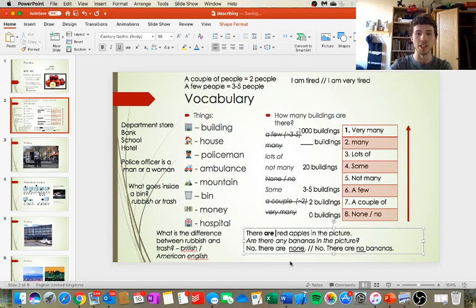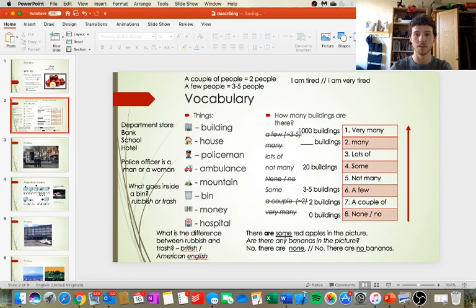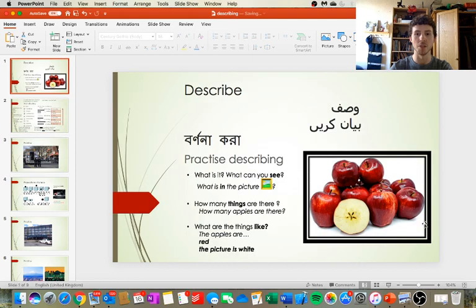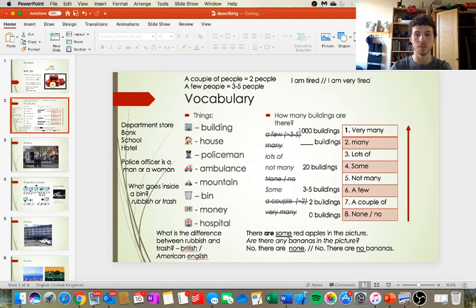So maybe we should say there are some red apples in the picture. There are some red apples in the picture. So maybe 10 apples. Some. So this could be like 100 buildings. 1,000, 100 for very many, 20 for some, 3 to 5 for a few buildings, 2 for a couple.